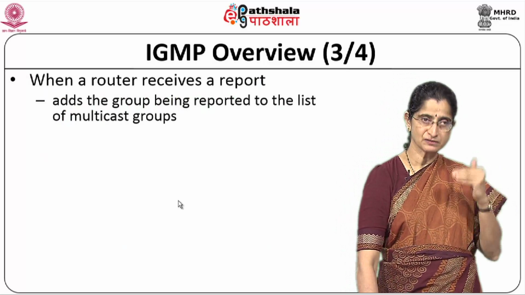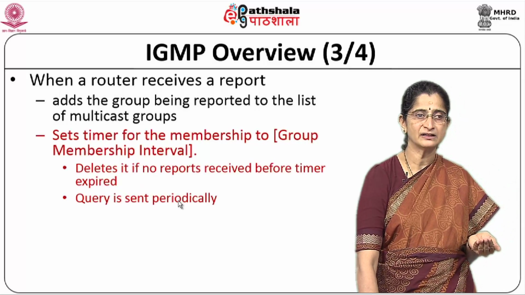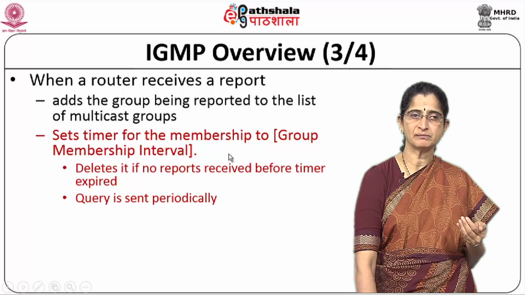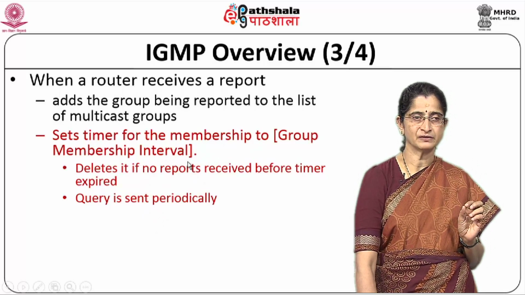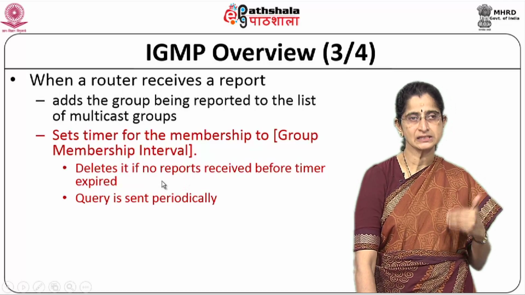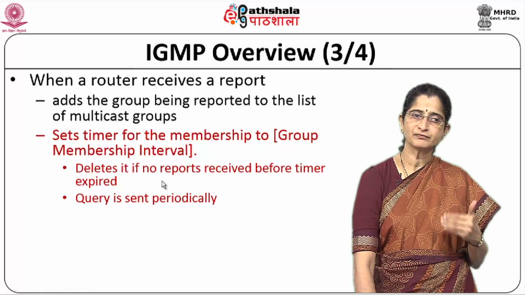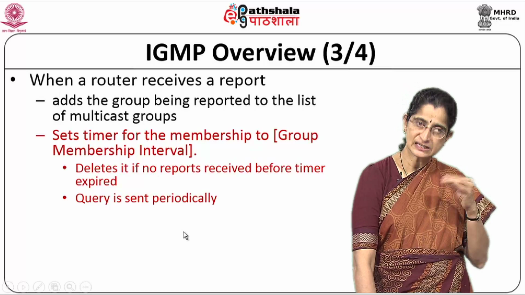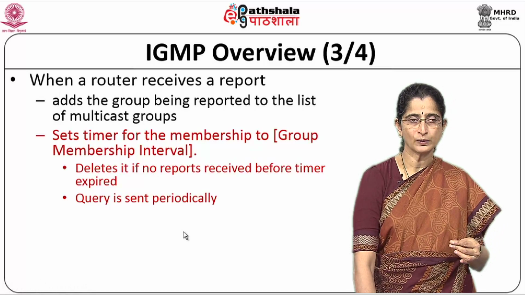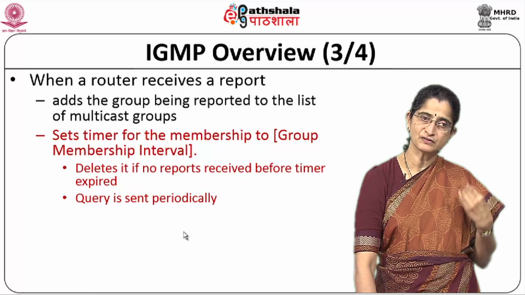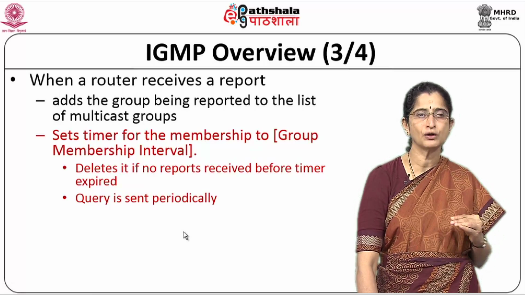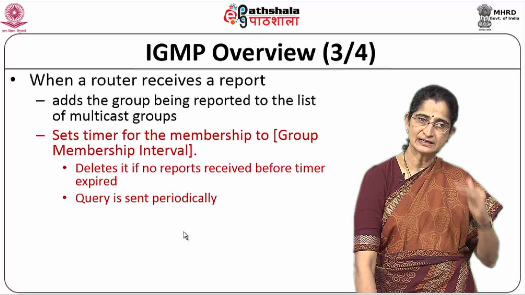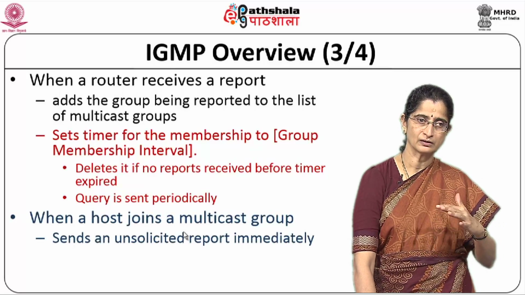Now, when the router receives this report, what is it expected to do? It will add the group being reported to its list of multicast groups, and it will set a timer for the membership to a particular interval called the group membership interval. Within this group membership interval, if no reports are received, then it will delete this entry. Periodically it will send out a query, and when it sends out a query, it expects responses which tell you that hosts belong to some group. So, if no group membership information is received, then it will quietly delete that entry from its table.